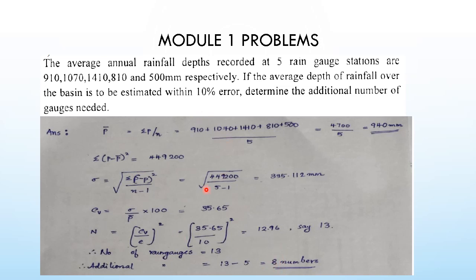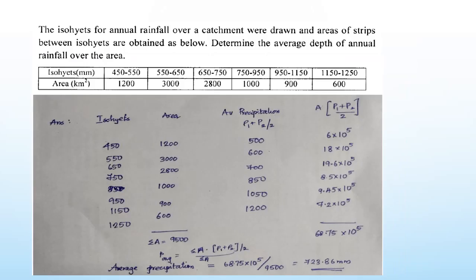So this is the method to find out the optimum number of rain gauges. Let's see a question. The isohyets for annual rainfall for a catchment were drawn, and the areas of strips between the isohyets are given below. Determine the average depth of annual rainfall over the area.